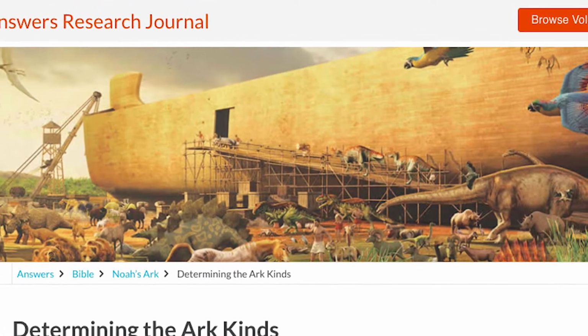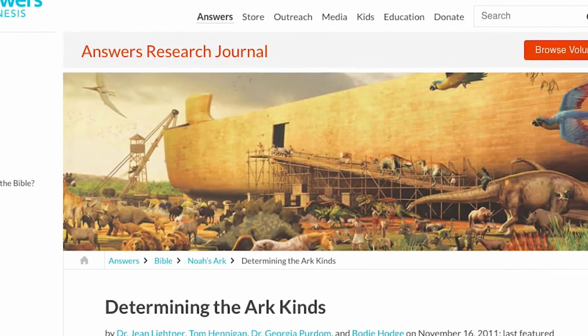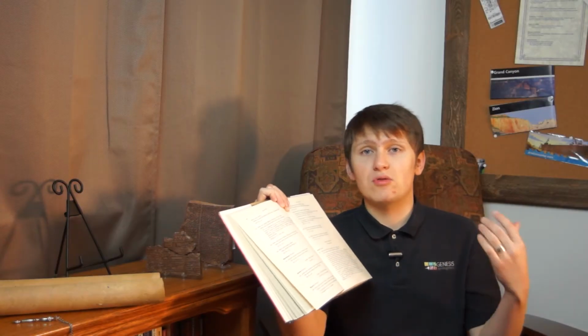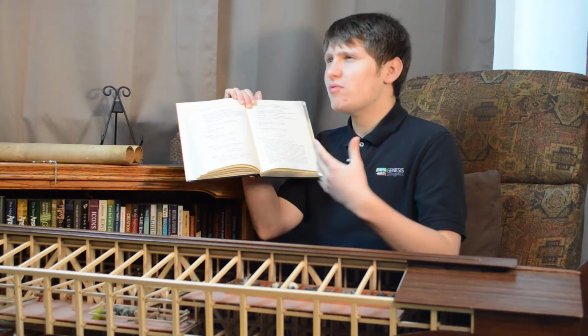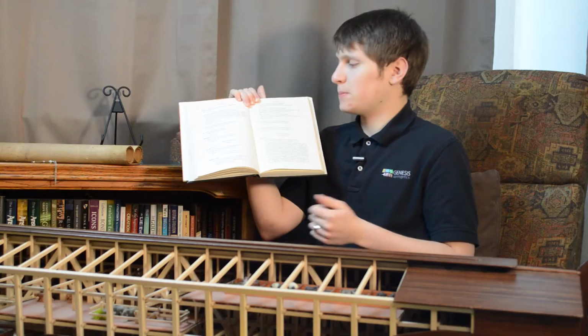And so with all that in mind, creation researchers are now estimating the number of animals that went on the Ark are probably only a few thousand animals, not hundreds of thousands or millions of species. Only a few thousand animal kinds would have been needed to produce all the different types of varieties of animals that we have today.